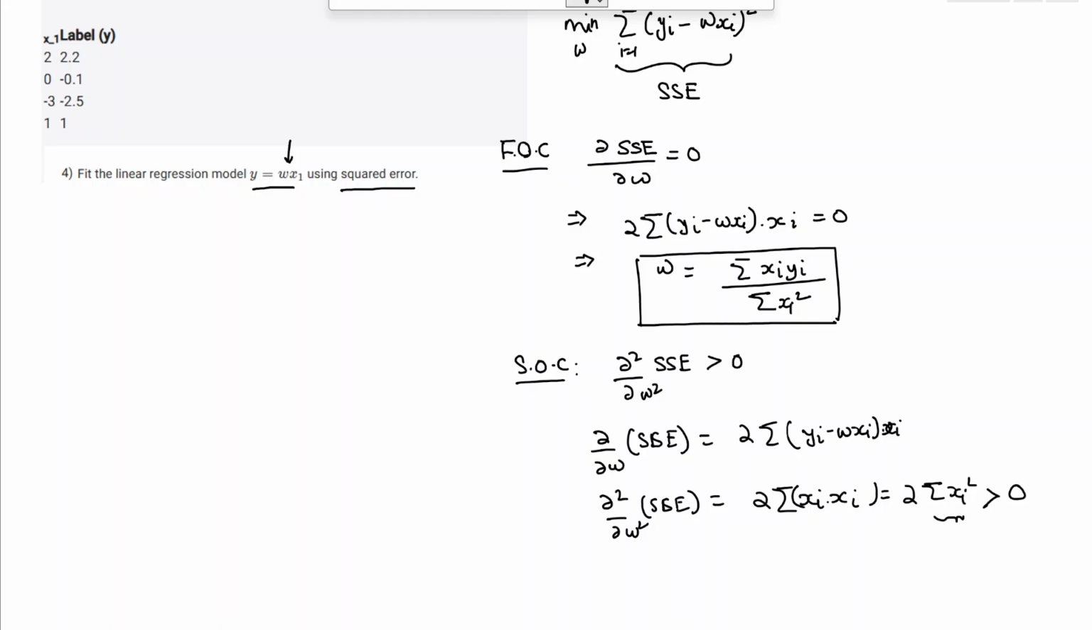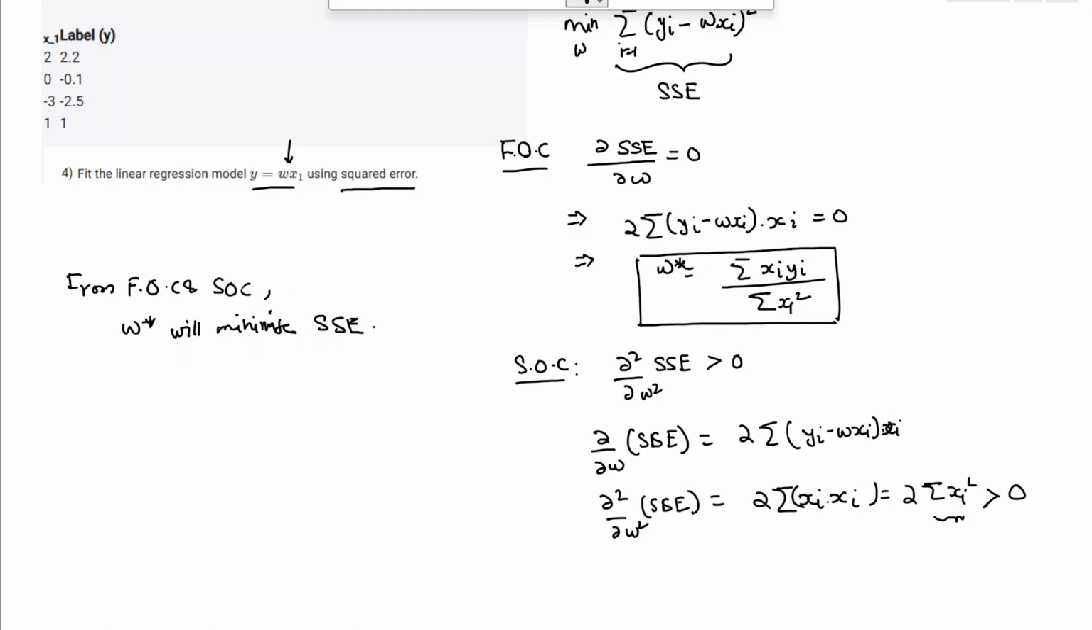So this w, let me call this w star. W star will minimize SSE. So from the first order condition and second order condition, we can say that w star will minimize SSE, right?